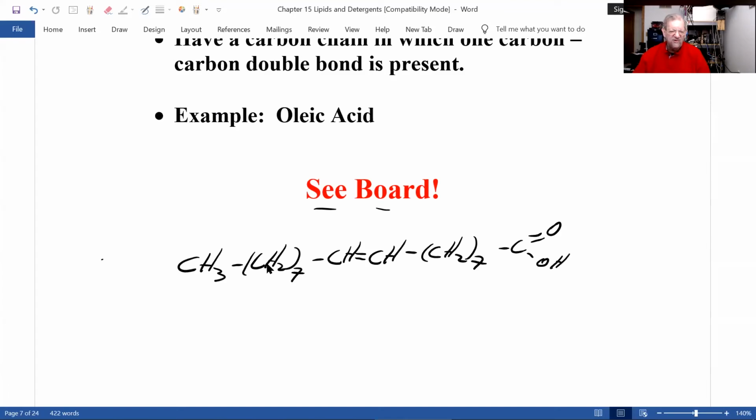Like stearic acid, oleic acid has 18 carbons, this plus these. Notice at C9, carbon number 9, we have a double bond, which can be cis or trans. I'll talk about that in a second. And therefore, this is oleic acid. Stearic acid is a solid at room temperature. This is a liquid at room temperature. I'll never ask that on a test, but you might be interested in that.